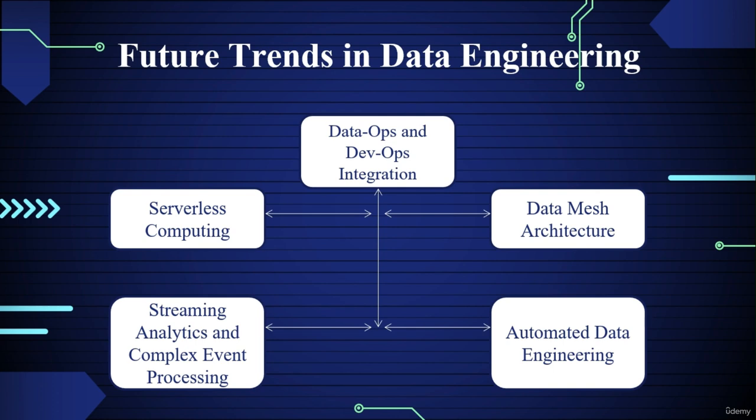The last future trend is automated data engineering. Automation will play a significant role in data engineering, reducing manual effort and improving productivity. Data engineers will leverage technologies like machine learning, artificial intelligence, and intelligent automation to automate repetitive tasks, optimize data pipelines, and enhance data quality and governance processes.